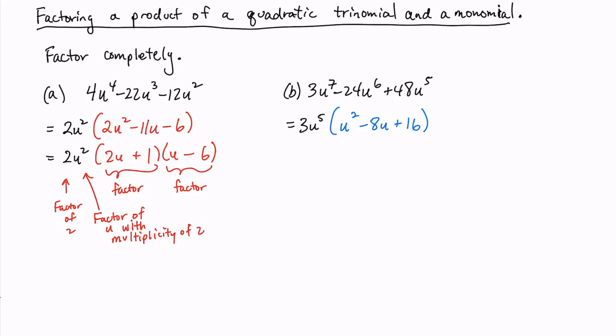That's a nice pattern. That's a perfect squared trinomial. Once again, our monomial is here, and our trinomial or quadratic trinomial is right there. This is simply u minus 4 raised to the 2nd power.